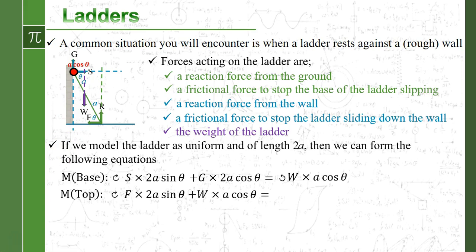And then the anti-clockwise moments, that's going to be coming from R. We can see the line of the force is already there. So we've got R times 2a cos theta. And there you go, there are our moments.